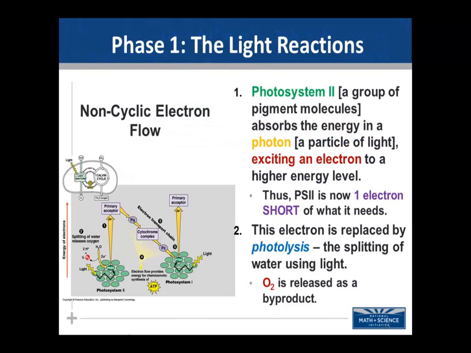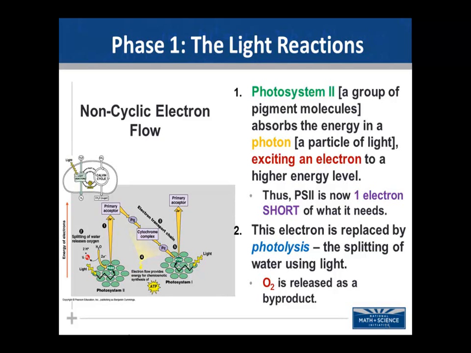So I've broken this up into an arbitrary set of 6 steps. This can be a little bit confusing for people, but we're going to go through an animation that hopefully will make it clearer. So what we have here first is photosystem 2, which remember is a group of pigment molecules, P680. Photosystem 2, acting as an antenna, absorbs the energy in a photon, a particle of light, and as a result an electron is excited away from photosystem 2 and goes to a higher energy level.